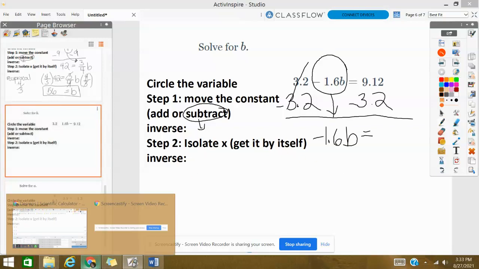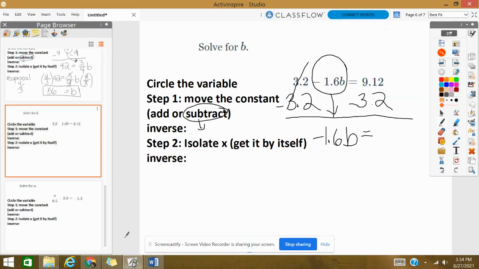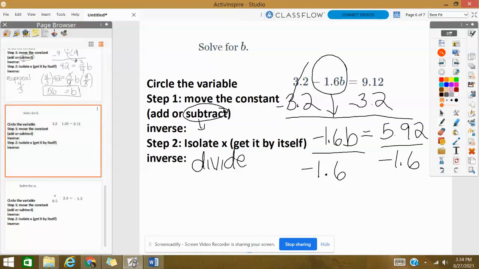9.12 minus 3.2. So let's go back to Desmos. 9.12 minus 3.2. It gave me 5.92. So let's go back. This is equal to 5.92. And then from here, this is already being multiplied, guys. So the inverse here would be to divide. So I'm going to divide by negative 1.6. And that will give me my final answer. So let's type this in the calculator.